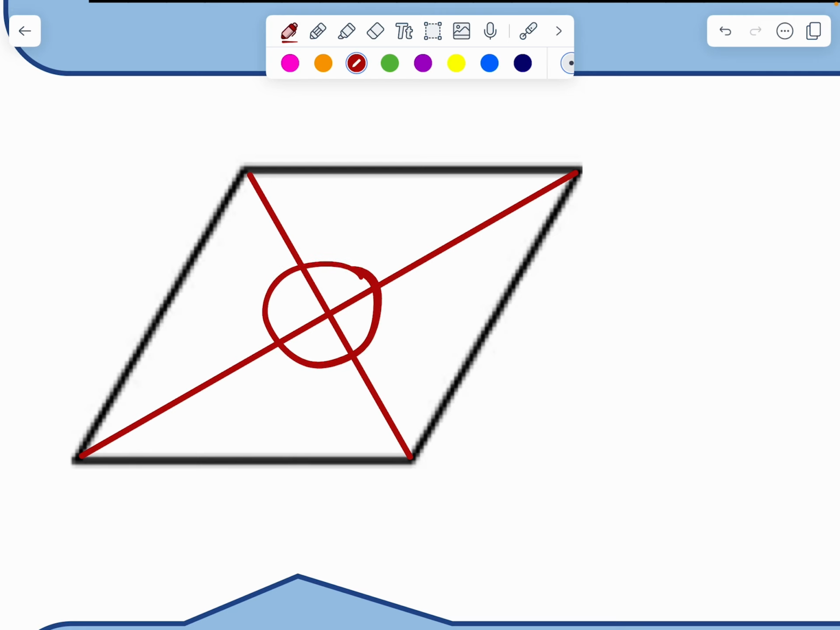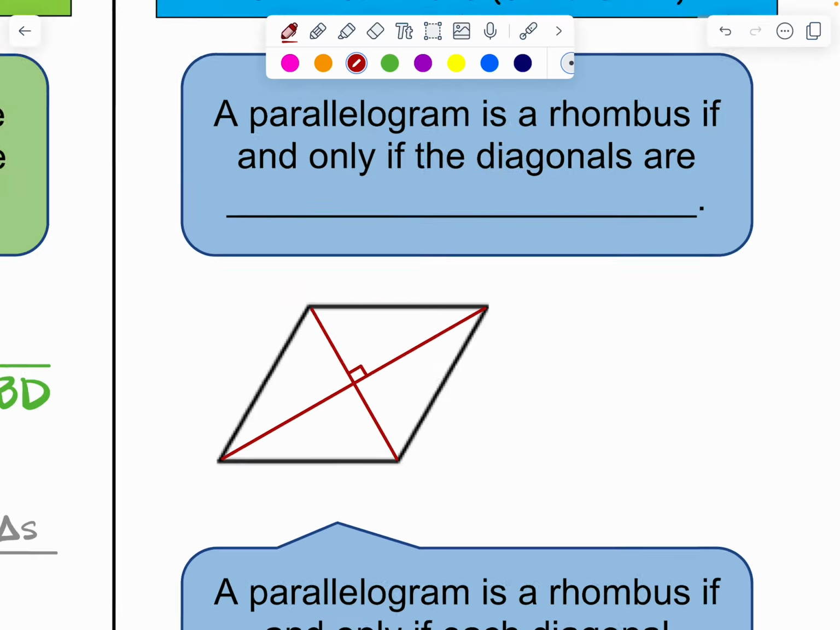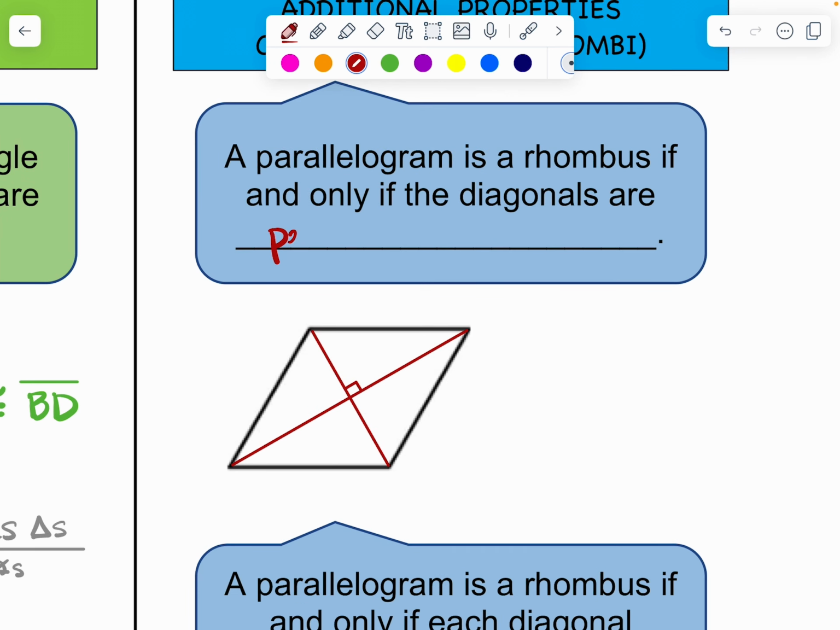Because all four of these triangles are congruent, I have these four angles in the middle, and they're all congruent. If I go full circle, all of those angles have to add up to 360 degrees. If they're all congruent, then 360 divided evenly among four angles is 90 degrees. And so that means that the diagonals are perpendicular. And that is a super big property of rhombuses.